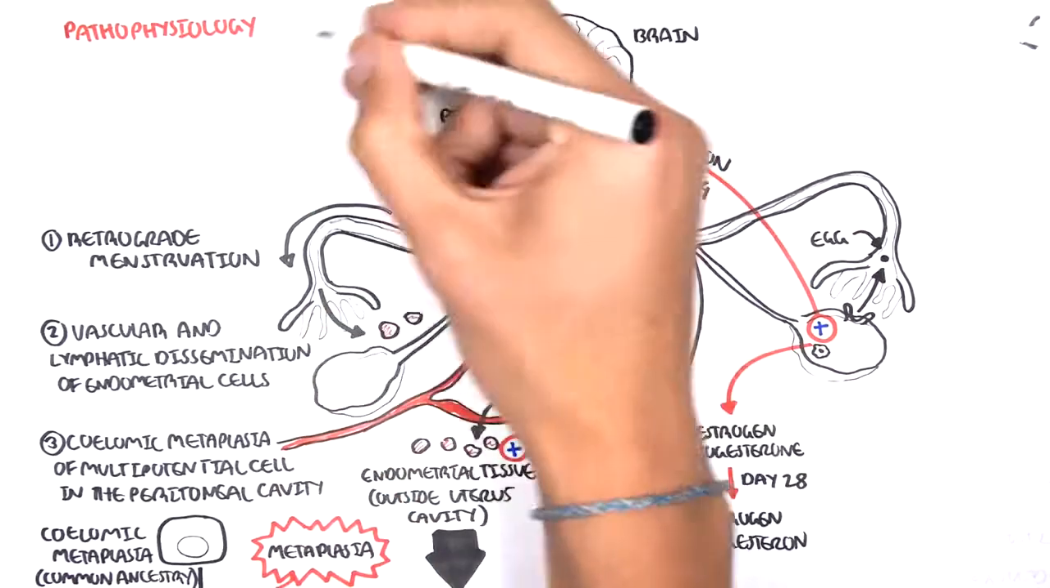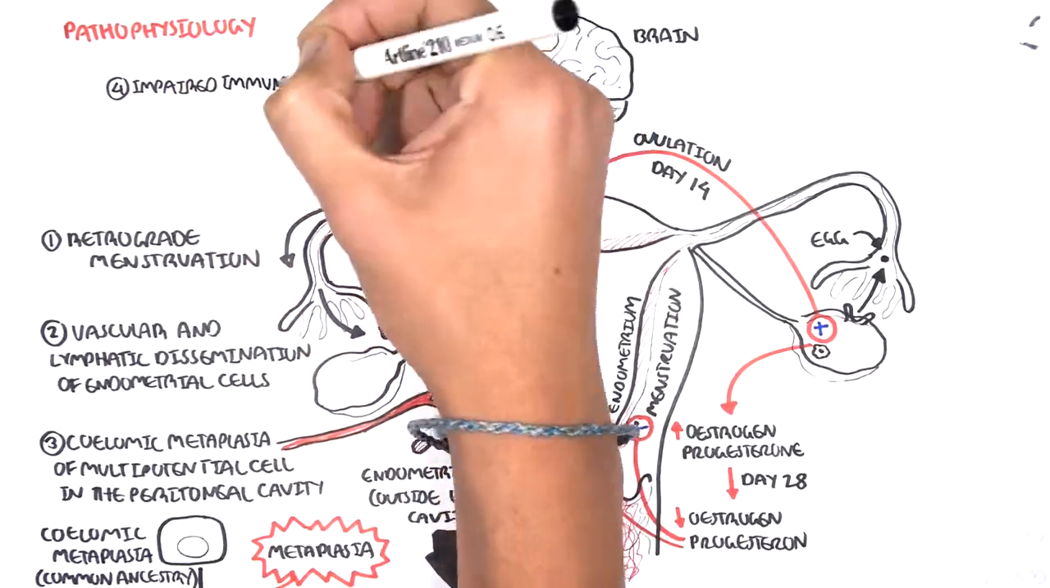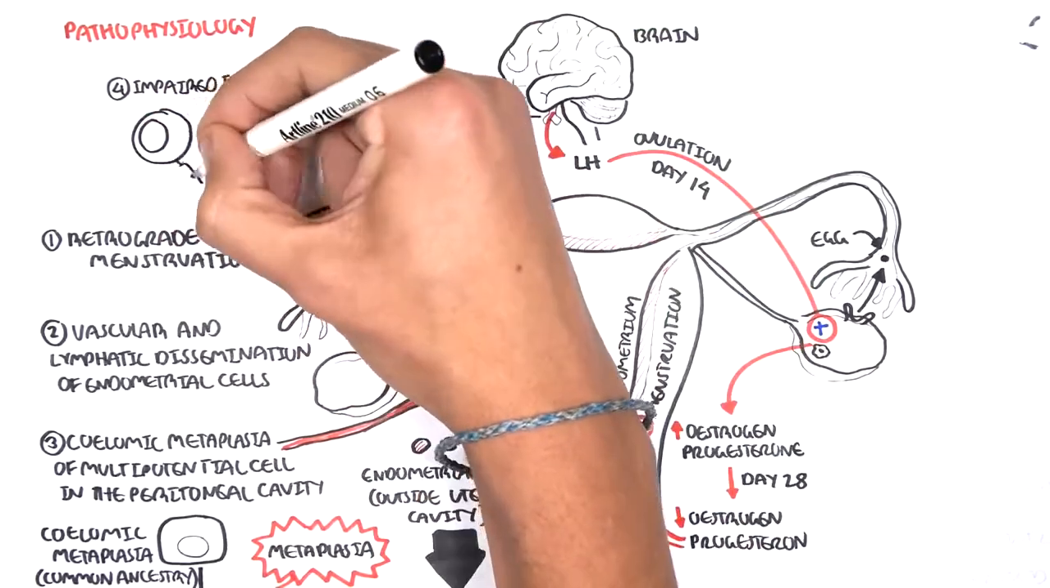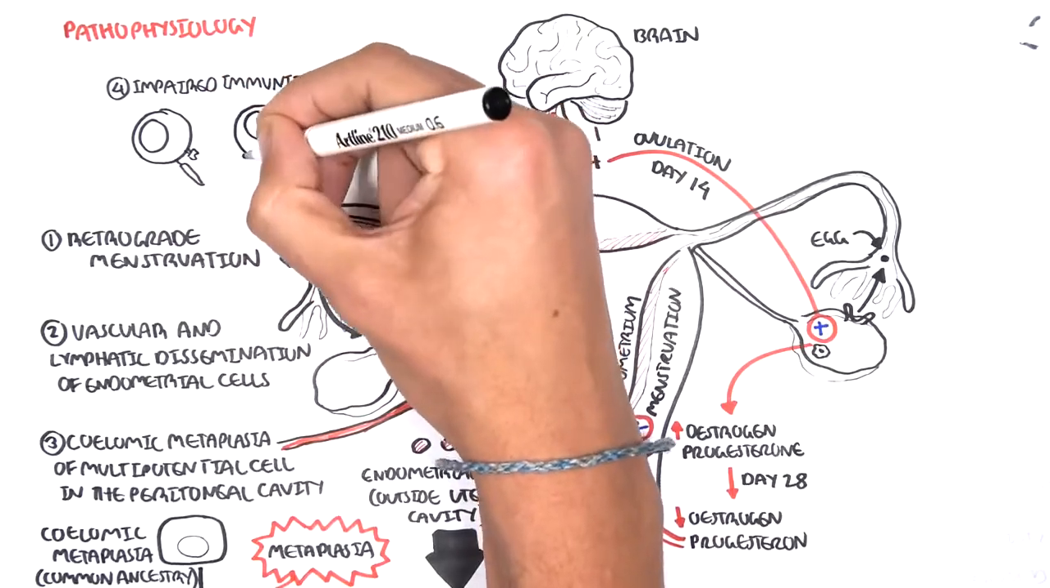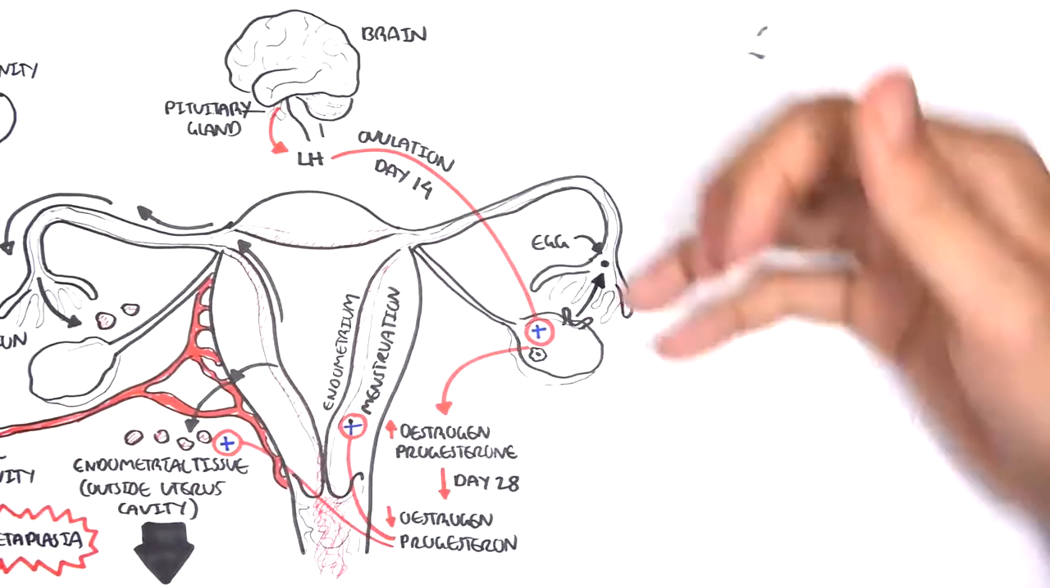Finally, the fourth theory of endometriosis is an impairment of the immune system. But I won't really go into this because I'm not really sure how that works. So that was the pathophysiology.